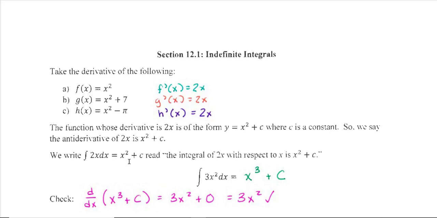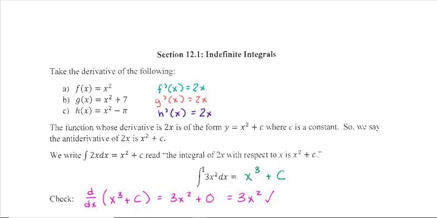So when you're finding an indefinite integral, you're looking for all the solutions, keeping in mind that there are likely infinitely many of them, which is why we have to add this plus c, because the derivative of a constant is 0. And so we would read this right here as the integral of 2x dx, or 2x with respect to x, is x squared plus c.